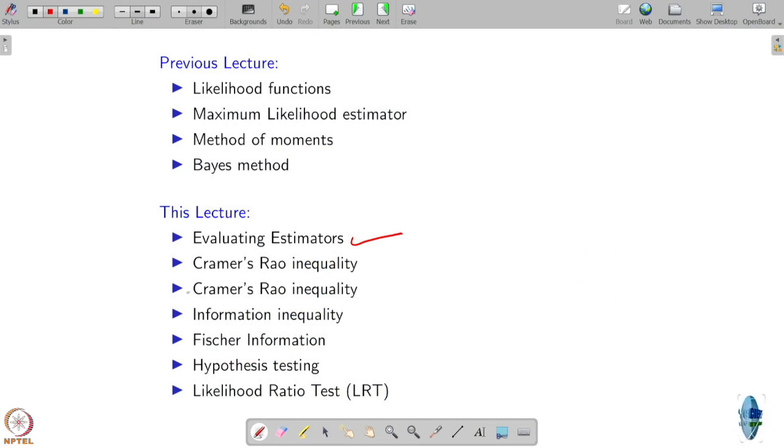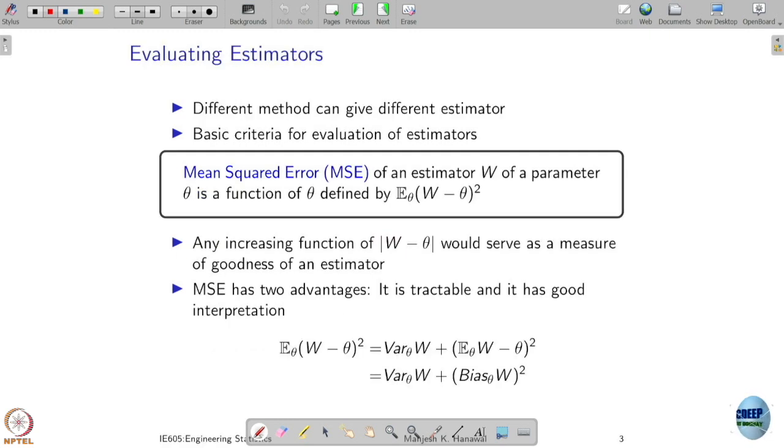Then we will look into one of the fundamental principles or properties of these estimators, which is going to be captured through the Cramer-Rao inequality. Then we talk about some terms related to that, called the information inequality and Fisher information. So what should be the criteria for evaluating your estimators? As we said, different methods may give different estimators. What's the criteria? One possible criteria is to take just the mean squared error.